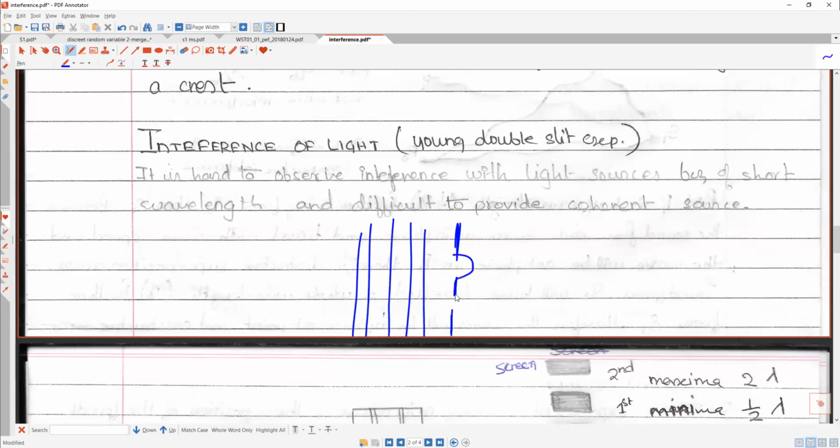Diffraction will happen here, and here too. Just now we saw what happens in water waves. Water waves are easily diffracted. Why? Because they have a very high wavelength. The wavelength is very high.